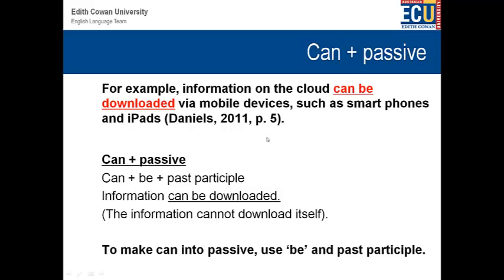And as we mentioned before, we're using it here in the passive. So can be downloaded. The information cannot download itself, so we need to put it into the passive: information can be downloaded via mobile devices. So to make can into passive, we use be and the past participle.